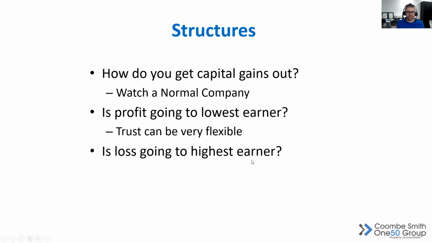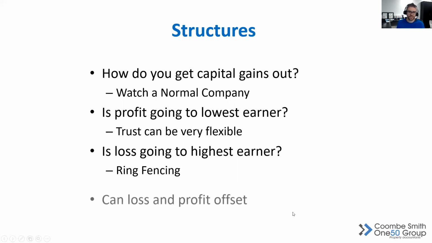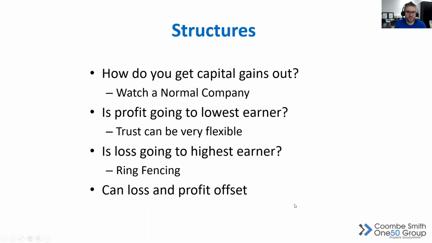If you're making a loss, in the past you wanted that going to the highest earner, but now ring fencing has kicked in. So that loss is just going to be ring fenced until you make some more profit. So yeah, you can't put the loss against your income, but you might be able to put the loss against other profit from properties. So it's important that you can offset your properties together. So think about structure for that.